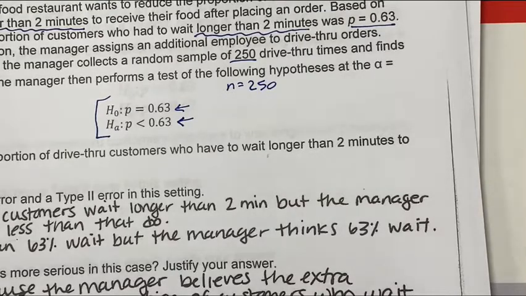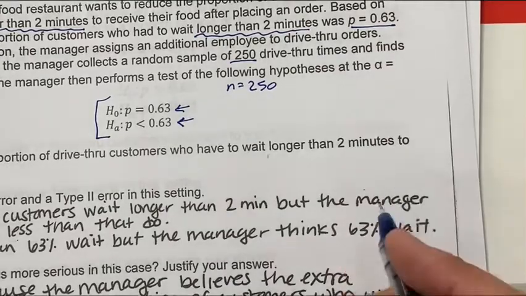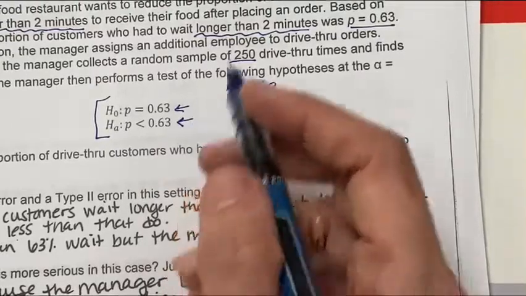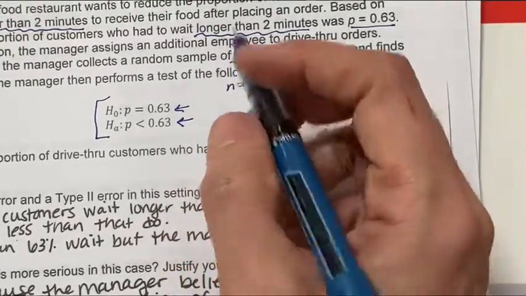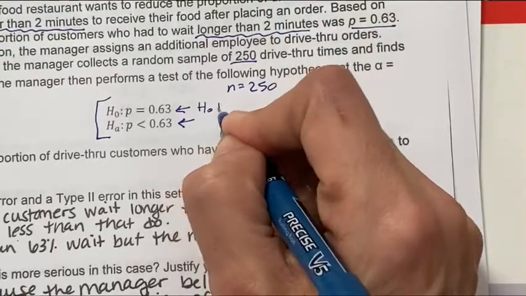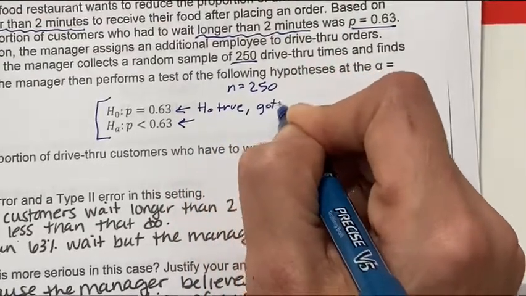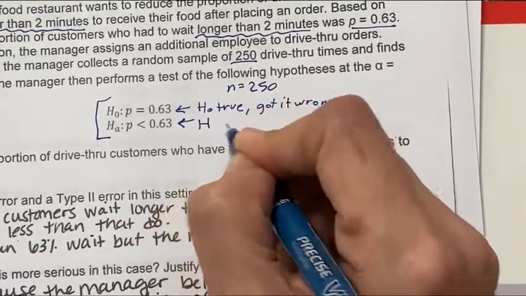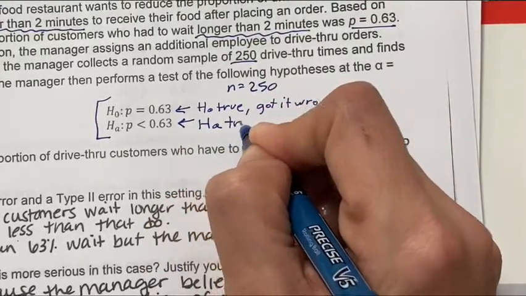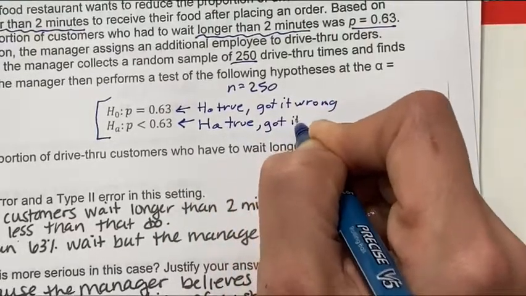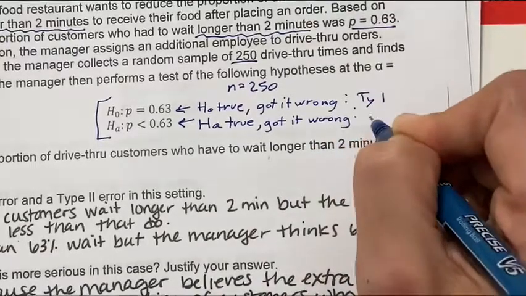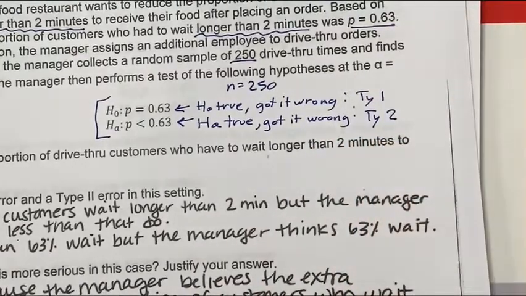So could you have written different things than this? Absolutely. So don't erase everything you wrote. But again, we're trying to practice writing generically. Type 1 error is when the null is true, but we got it wrong. And a type 2 error is when H sub A is true, but we got it wrong. Okay, so let's keep going.